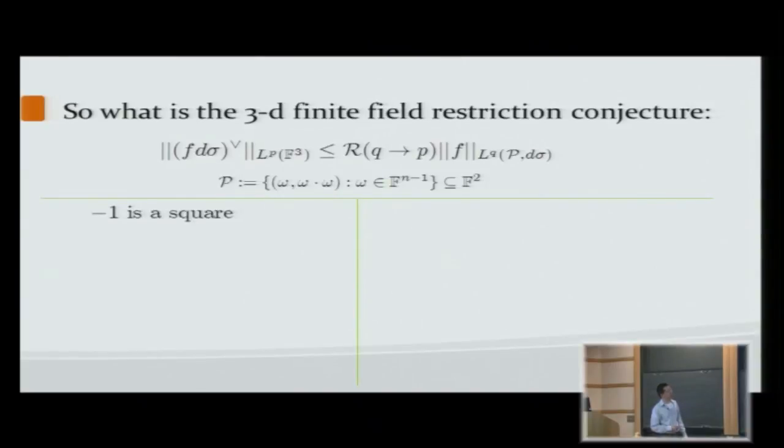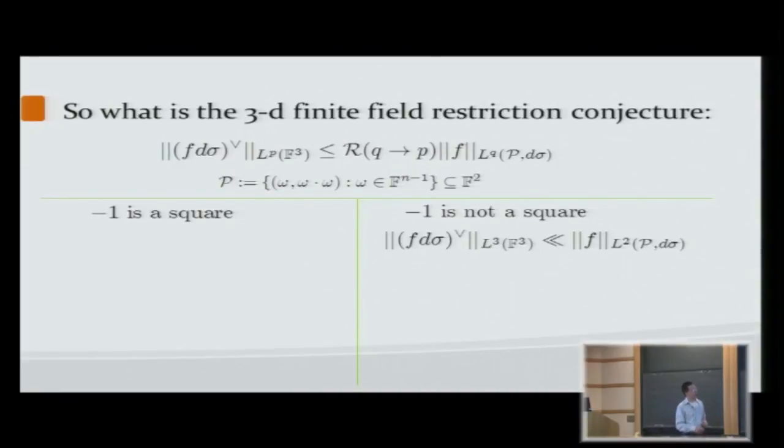And so it turns out that the arithmetic of the field somewhat changes the problem. And so there are 2 cases. There's a case where -1 is a square in the field, and there's a case where -1 is not a square in the field. And what we expect to be true differs depending on which case we're in. If -1 is not a square, we expect to be able to take the L3 norm and upper bound it by the L2 norm of a function.